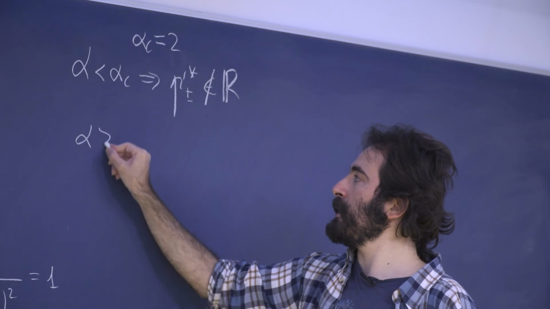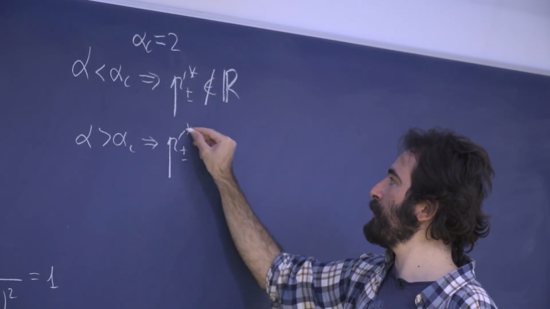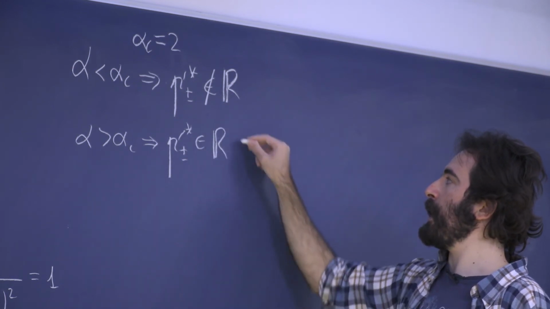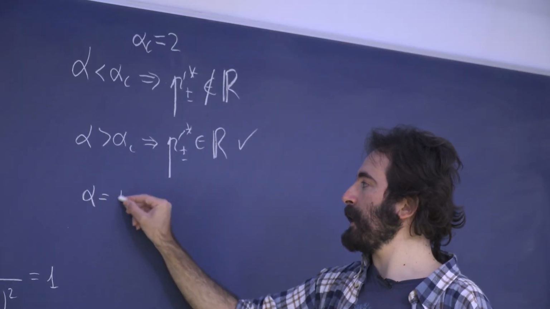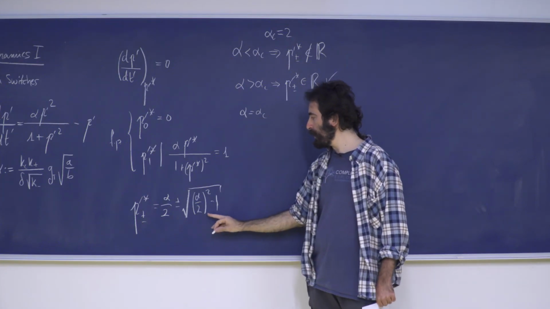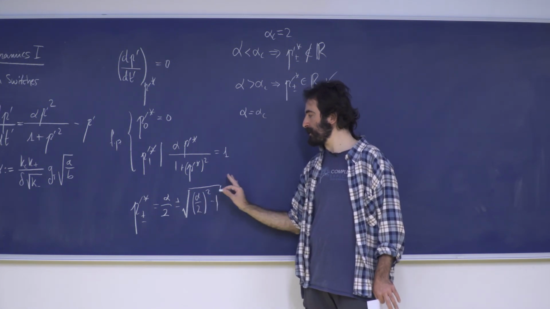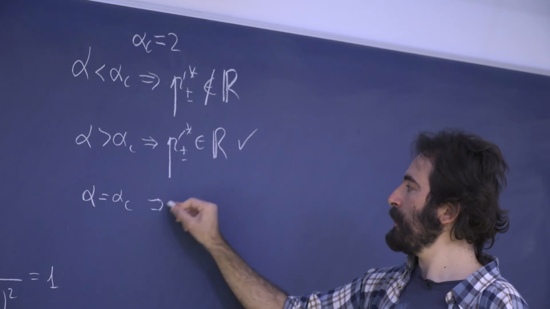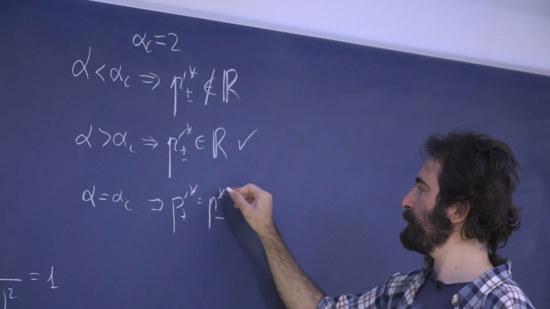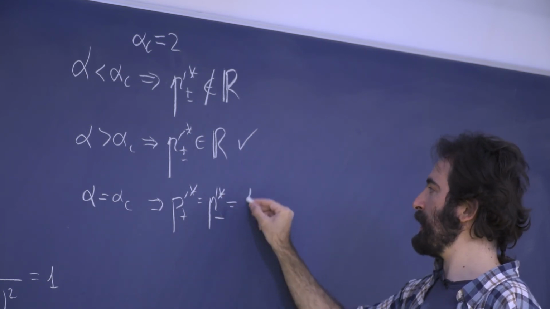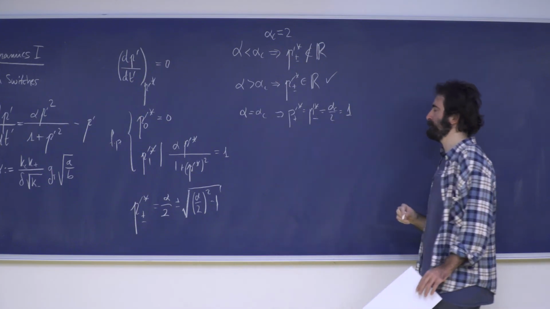However, when alpha is larger than alpha critical, we do get real values for both. And these are the ones that we want to be looking at. And of course, if we now consider alpha equals alpha critical, which is, again, the value 2, this is going to give us 1 minus 1, which basically cancels the discriminant and the square root, and gives us that P plus equals P minus, and equals exactly alpha halves. But because alpha is alpha critical, that's 1.